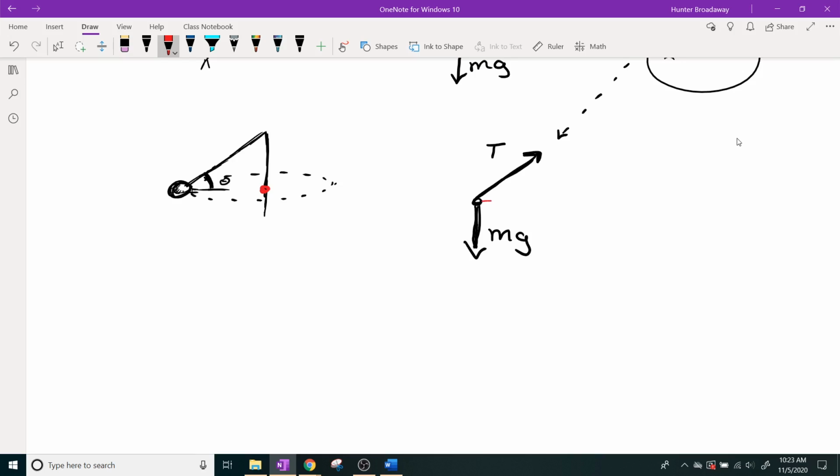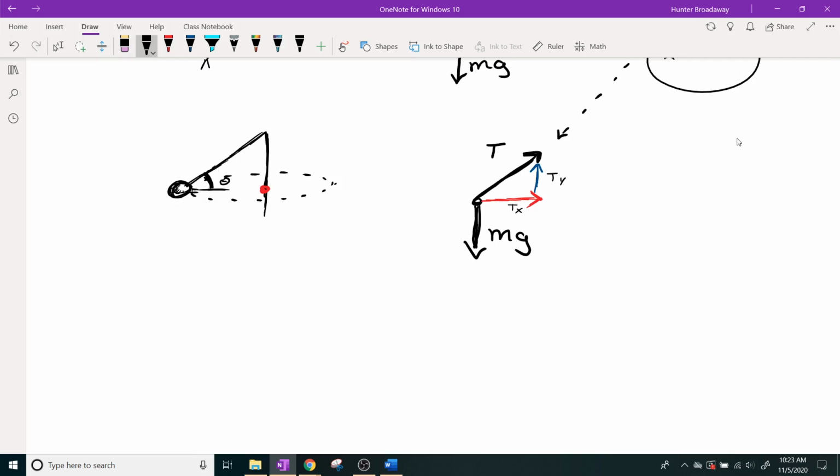Straight out like this? What is that? That's not a force. That is the x component of the tension. So we can call this Tx, and we can call this Ty.